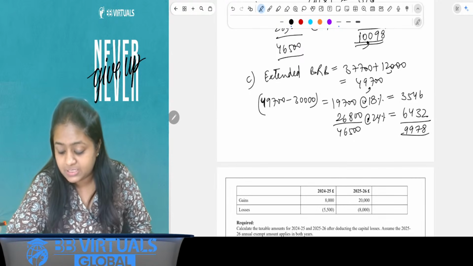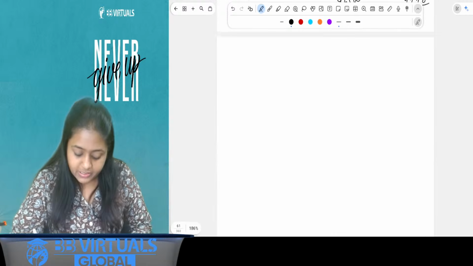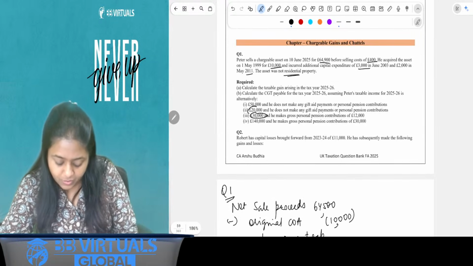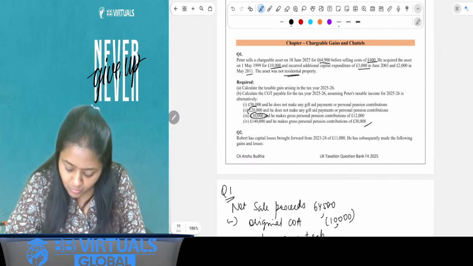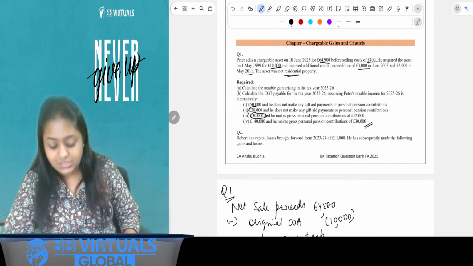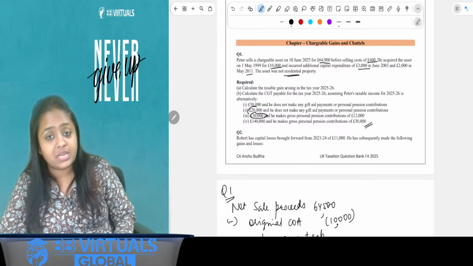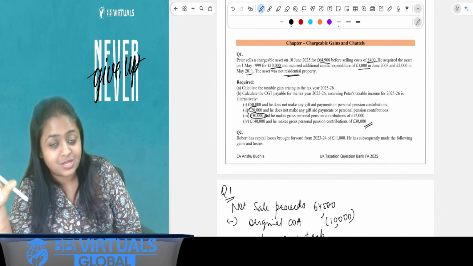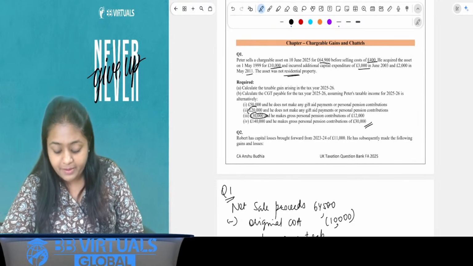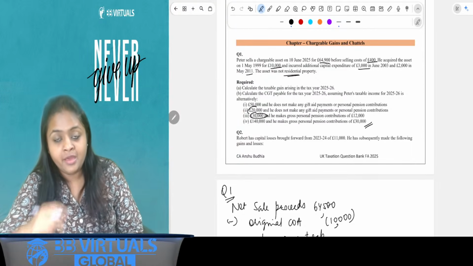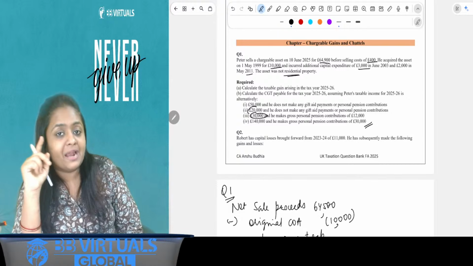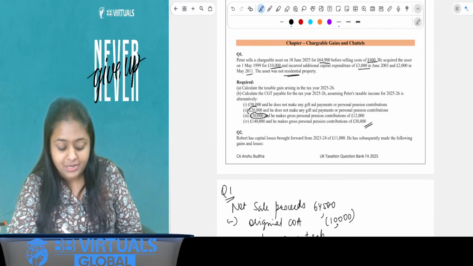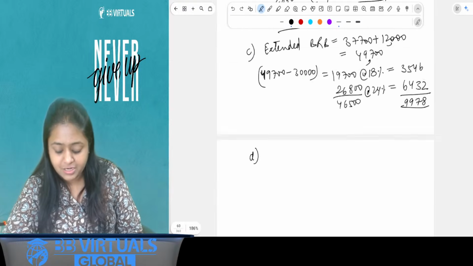Now we have D. This one you can do as homework. Try it yourself, the last one. 140,000 is the taxable income. So you know that the HRB is also crossed. But then there is an extension of the rate band because the contribution made is 30K. So both the rate bands, BRB and HRB, will be extended by 30K. Please do the extension and then do the carry on.